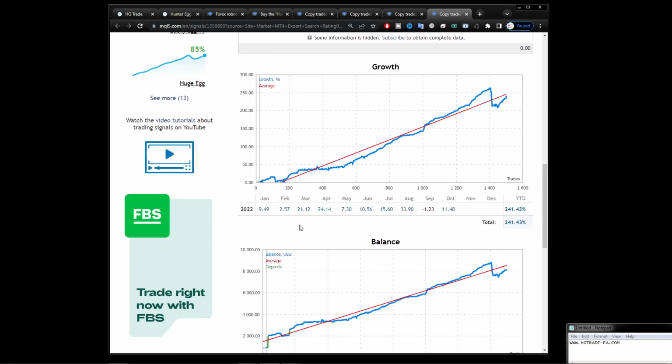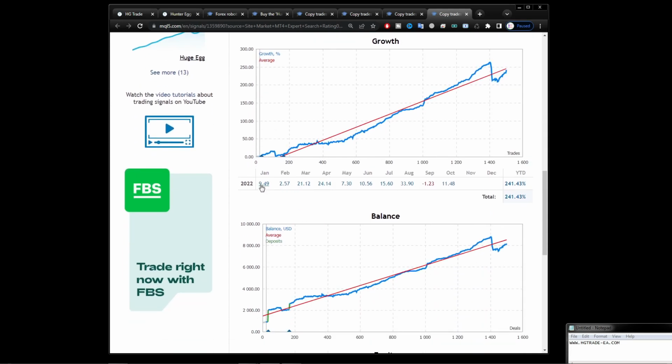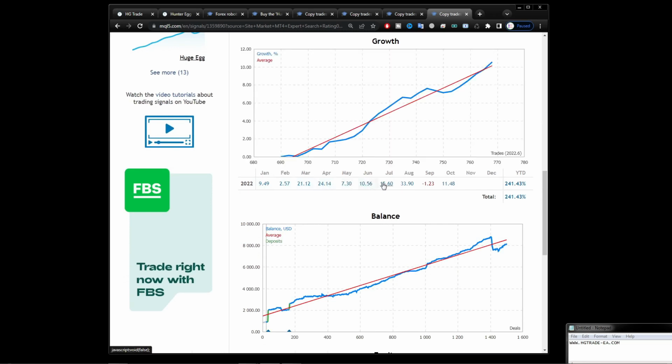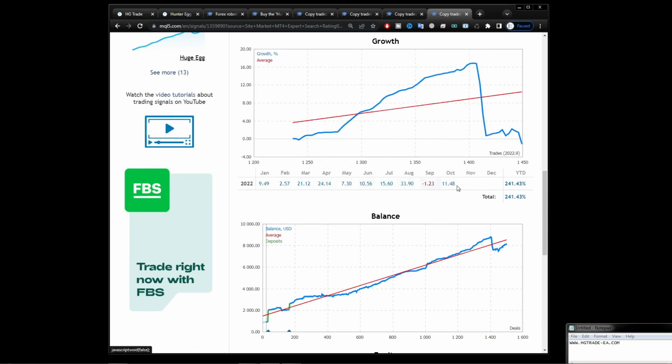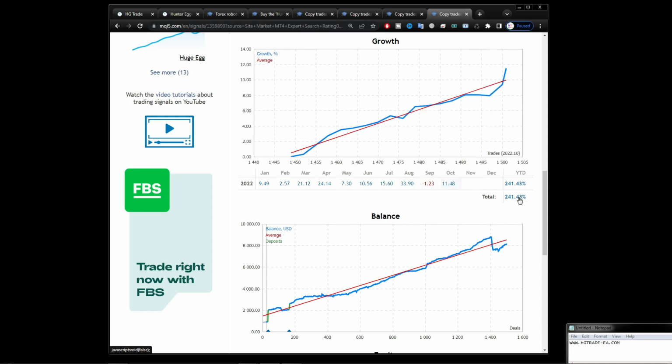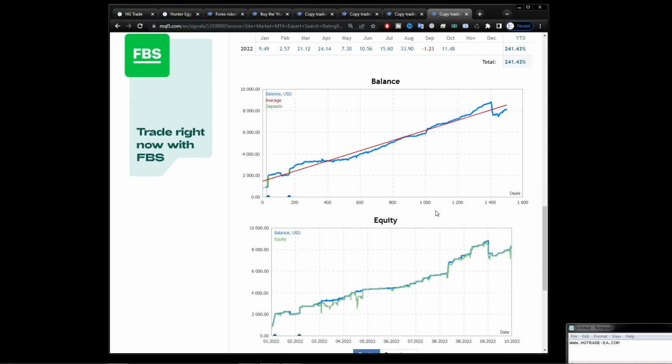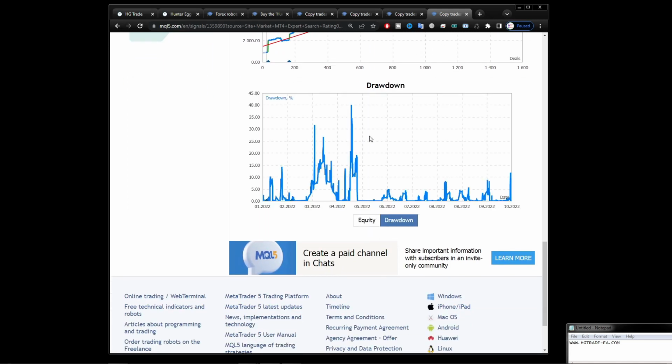Profit 241.43%. But here there is a loss of -1.23% in September 2022. If we look at the drawdown that occurs, it is quite large, namely 40.1%. But the profit that can be obtained is also large, up to 241.4%.